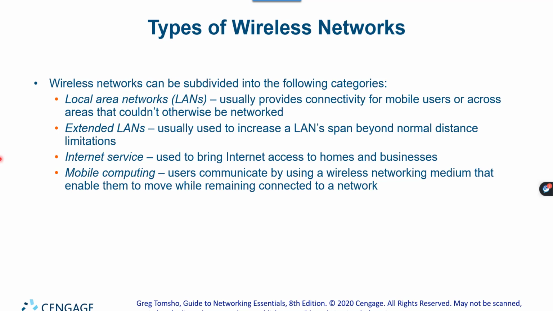We also use wireless networks for internet service. So you can have even a city that installs wireless in the downtown area and gives free access to its citizens. So we can bring internet service to places where people aren't able to plug in. They can still access the internet. And then for people with laptops and devices that move around a lot, you can have mobile computing networks.